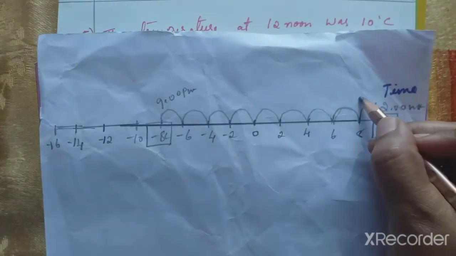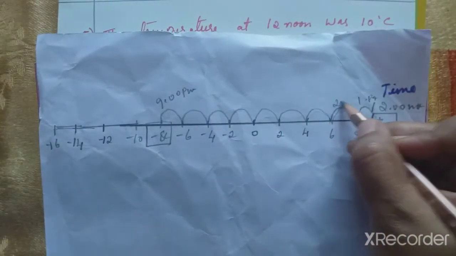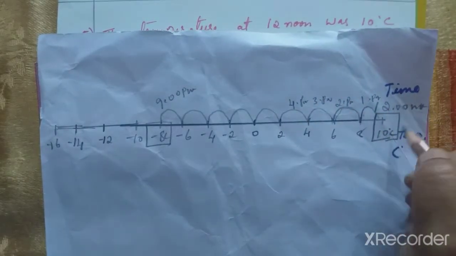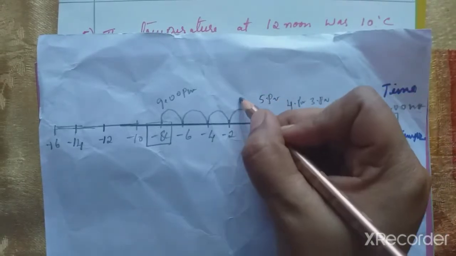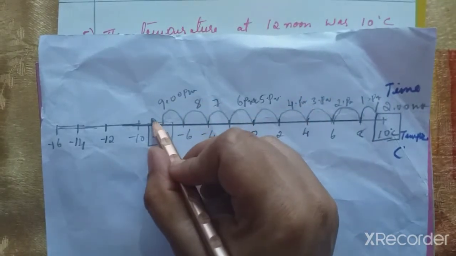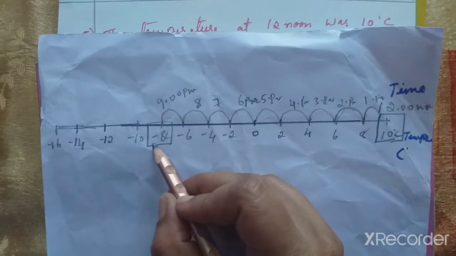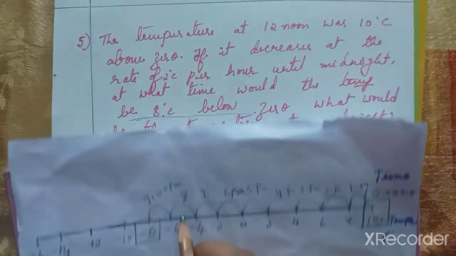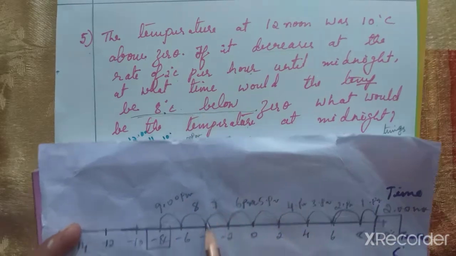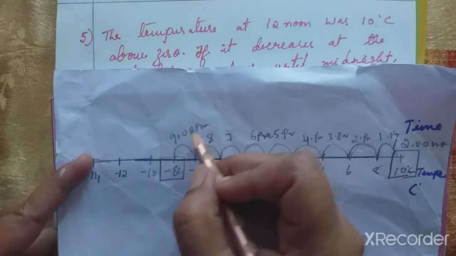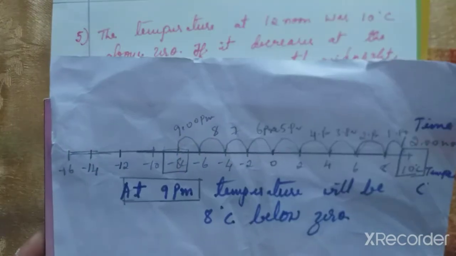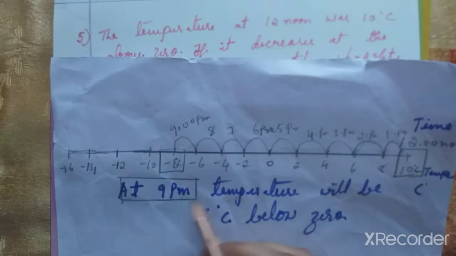12 noon, then 1 p.m., 2 p.m., 3, 4 p.m. This is time above. Then 5 p.m., 6 p.m., 7, 8, 9 p.m. So below 8 means negative. What is the answer to the first question? At what time would the temperature be 8 degrees Celsius below 0? At 9 p.m.